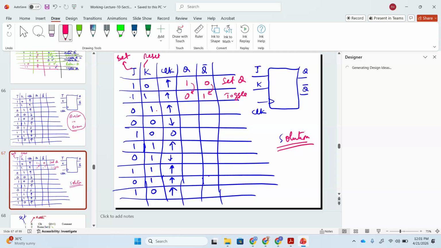And 0 1, there is a rising edge of the clock. Reset. So this is reset Q. Then 0 0, okay, retain Q. Even though it is 0 0, because there is a falling edge of the clock, this is retain Q, doesn't matter.